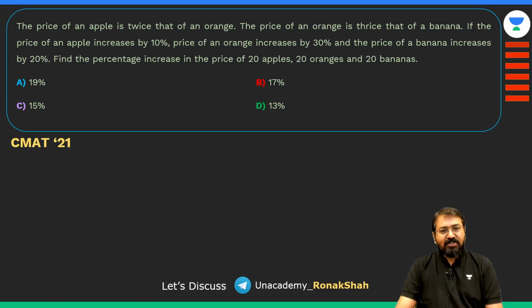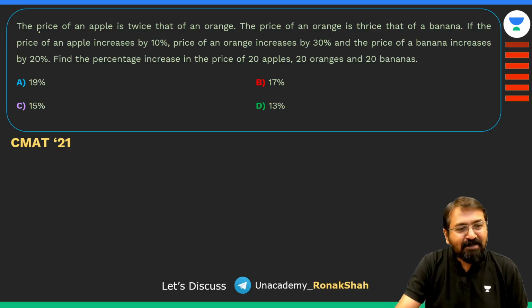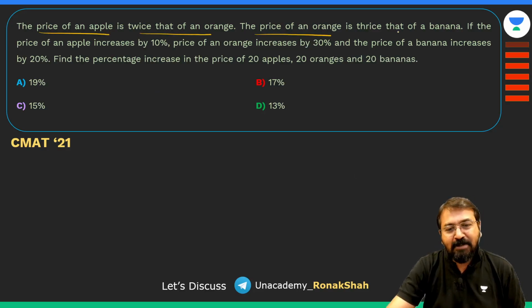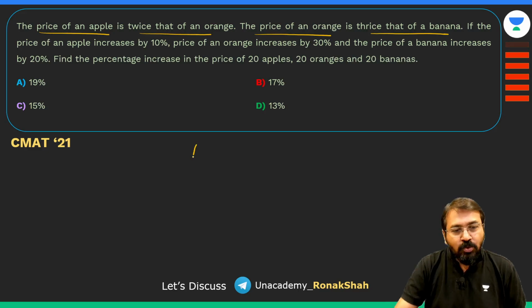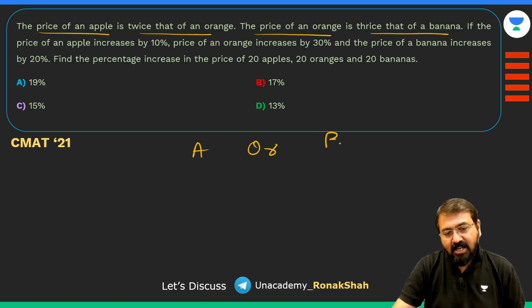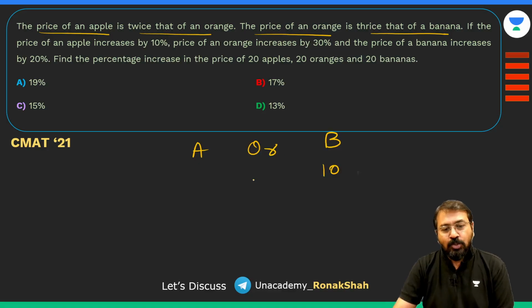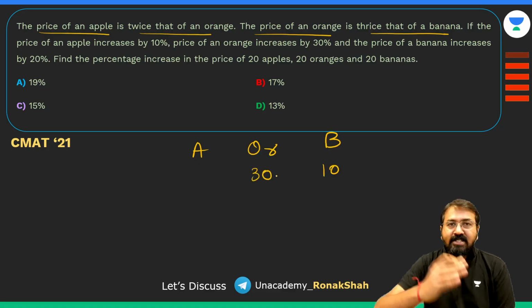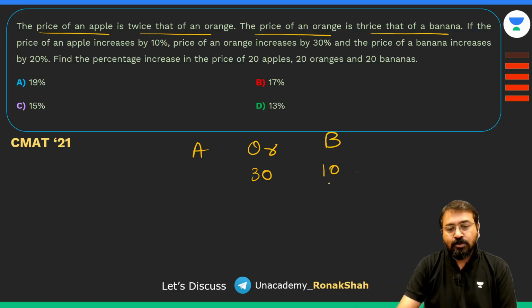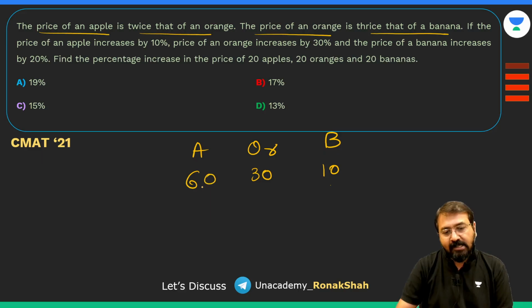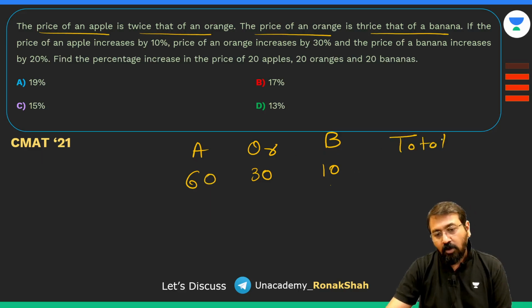Okay, guys, let's try this question. Very easy question. Price of apple is twice that of orange. Price of orange is thrice that of banana. So apple, orange, banana. Let's assume the price of banana is 10. So orange is 3 times, so it will be 30. Always start from the last. So first we assume the price of banana. So we got orange as 3 times, that is 30. And the price of apple is twice that of orange, so apple should be 60. So the total price of one apple, one orange and one banana is going to be 100 rupees, right?